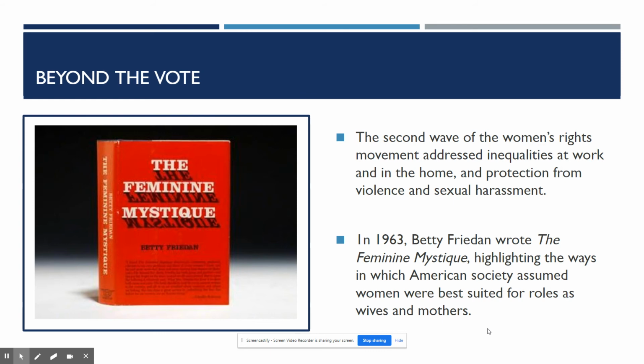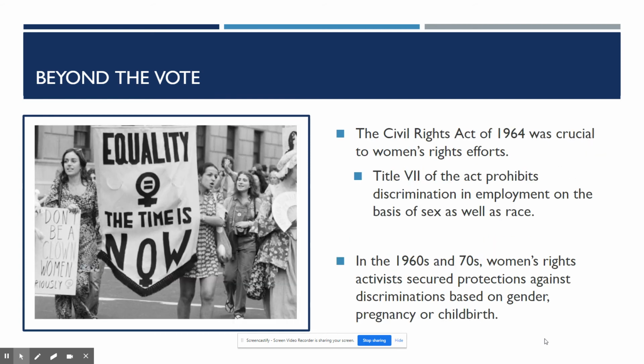So in 1963, Betty Friedan is going to write the book, The Feminine Mystique, which you can see here, which highlights the ways in which American society assumed women were best suited for roles as wives and mothers. This book is going to critique those popular ideas surrounding women's place in society and argue that women are actually entitled to self-fulfillment, including educational and professional opportunities. So women can be more than just wives and mothers. They can also have their education, be in the workplace.